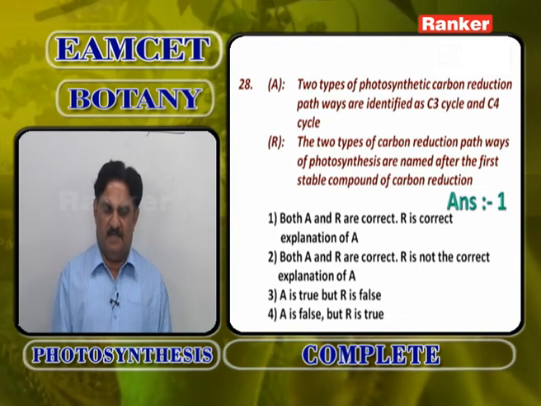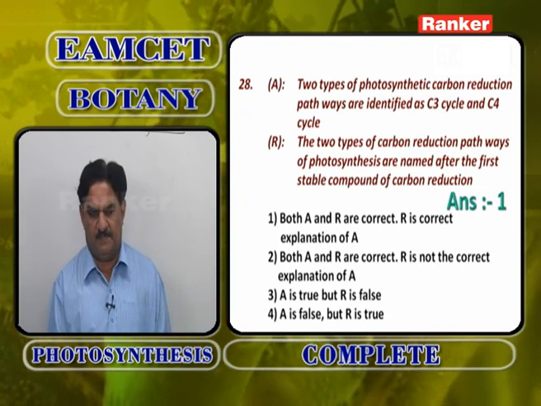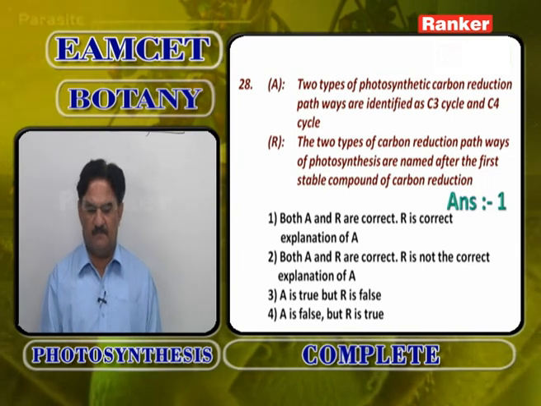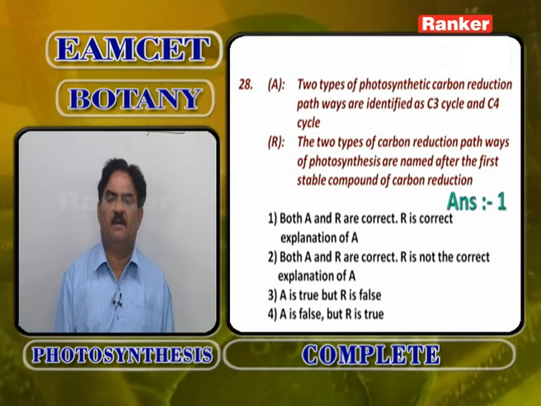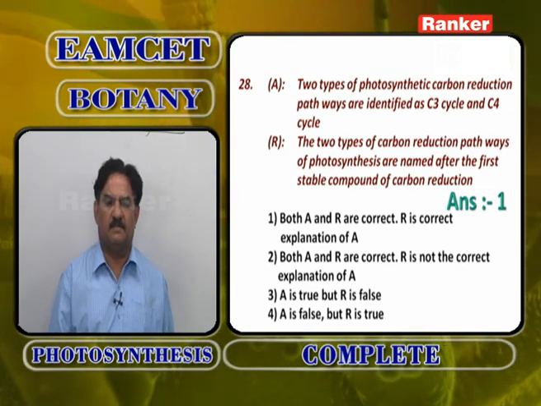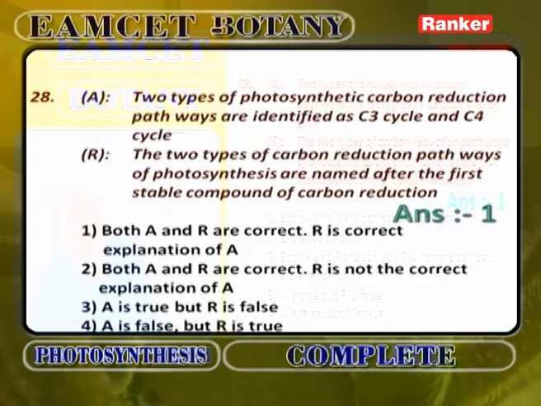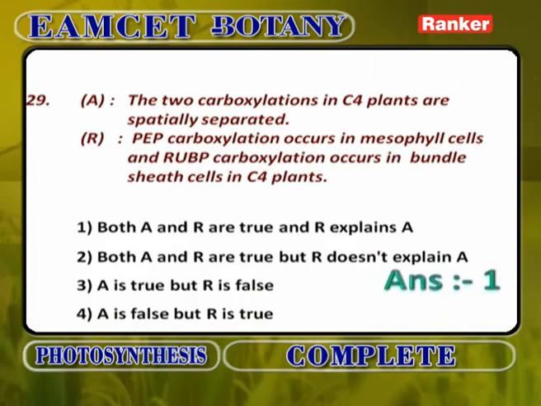Why it is identified as C3 and C4 cycle: the two types of carbon reduction pathways of photosynthesis are named after the first stable compound of carbon reduction, which is correct. So both A and R are correct. R is the correct explanation of A.